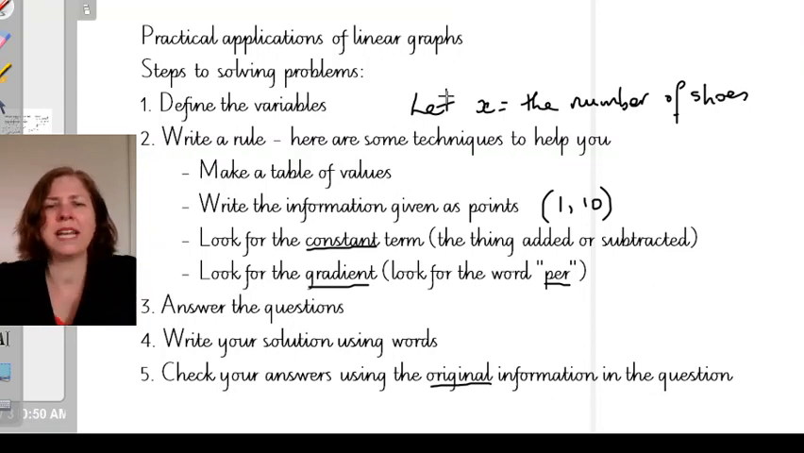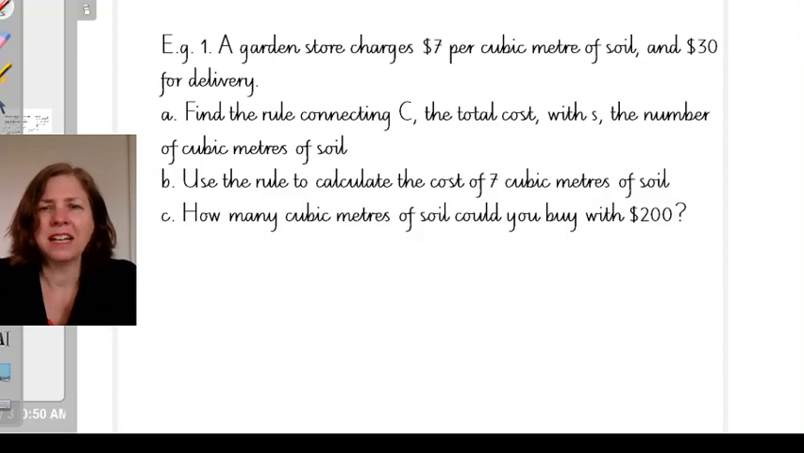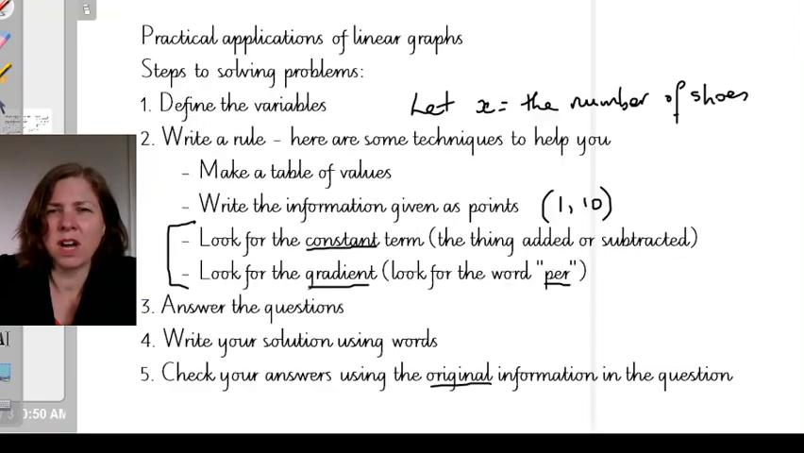So I'm just going to go through one example, and in this example we're going to practice these 2 steps, looking for the constant term and the gradient in the words of the question. Okay, so a garden store charges $7 per cubic meter of soil and $30 for delivery. And I need to first of all find the rule connecting C, the total cost, with S, the number of cubic meters of soil. So in this question, C and S, my variables, are defined for me. So I don't need to do step 1. I'm going to go straight to step 2. So let's revise what we looked at.